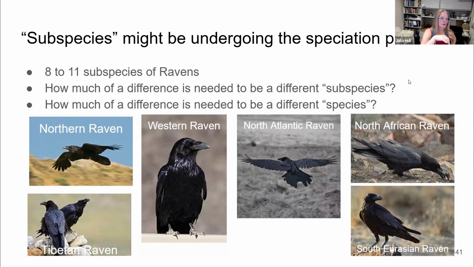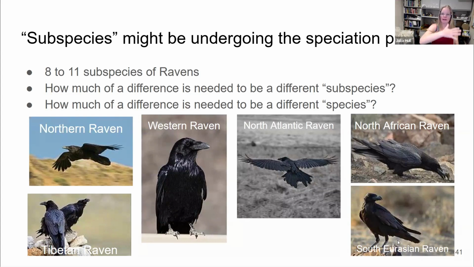So with our ravens, right, we have ravens all over the world, and depending on who you ask, different authorities have different classification systems. So there's anywhere from 8 to 11 subspecies of ravens. Now, we're seeing that the Western raven and the South Eurasian raven are experiencing different climates, different environments, and probably different evolutionary pressures, right? So they're undergoing different types of natural selection.